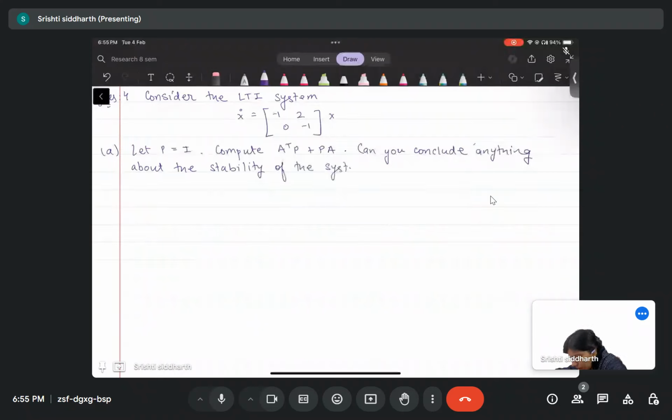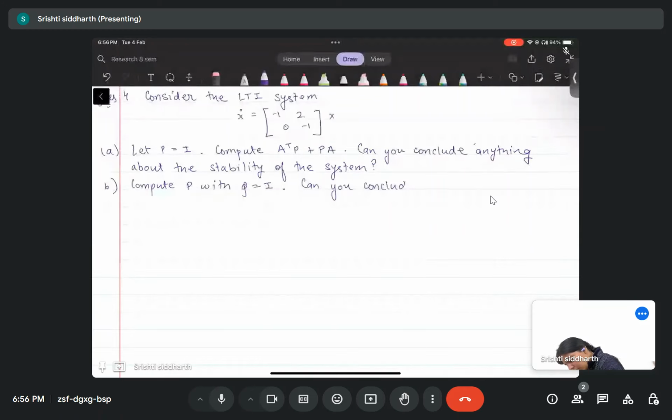Next part is, now we have been given Q instead of P. So compare P with Q equals identity. And again the question is the same. Now can you conclude anything about the stability of the system?